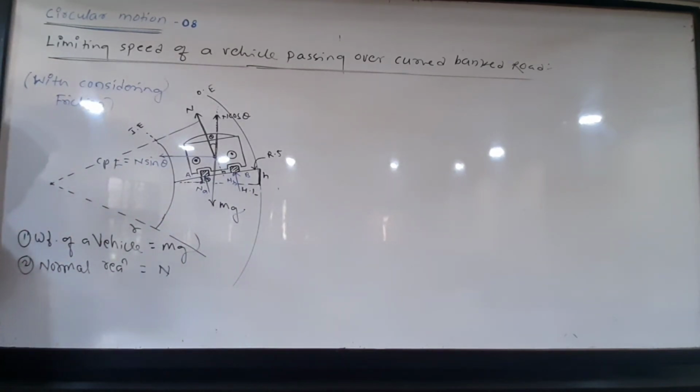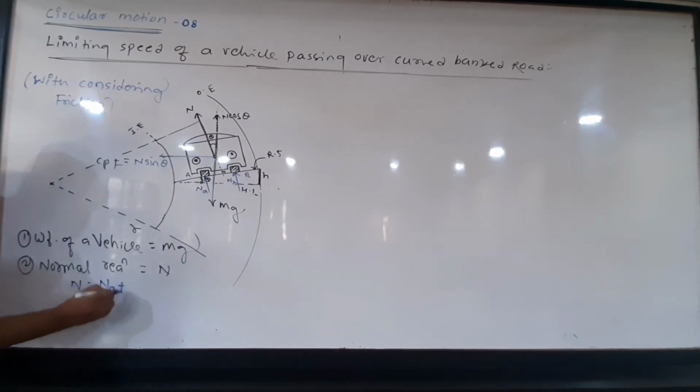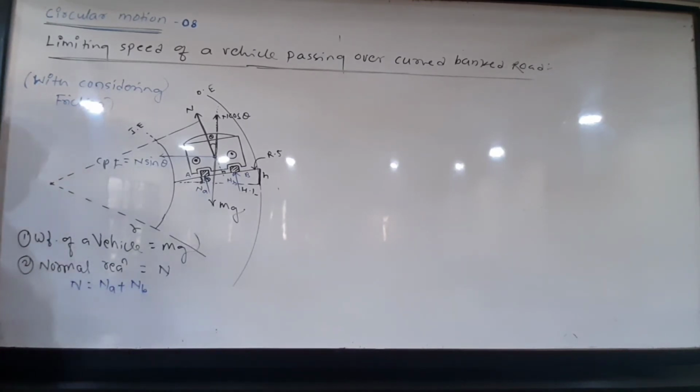Number 3, N is the total normal reaction, but how much is it? That N is nothing but Na plus Nb. Na means the normal reaction at the inner wheel, and Nb means the normal reaction at the outer wheel. Na means total normal reaction at the inner wheel, Nb means total normal reaction at the outer wheel.